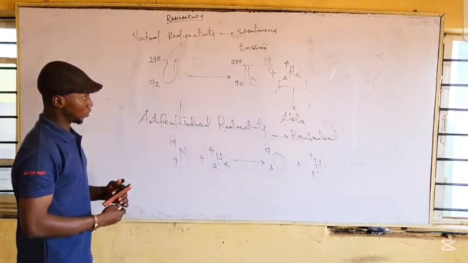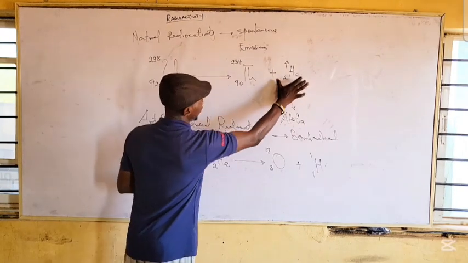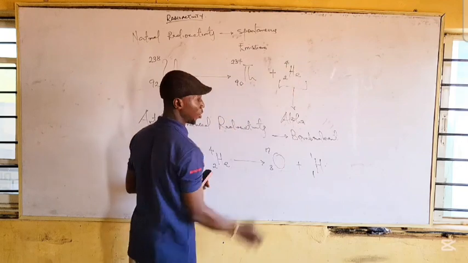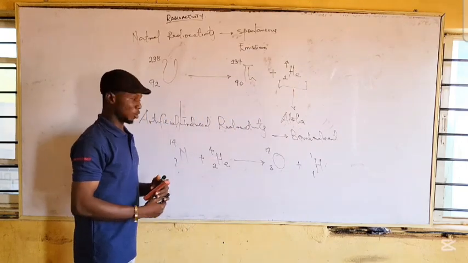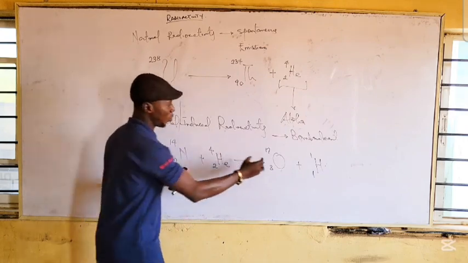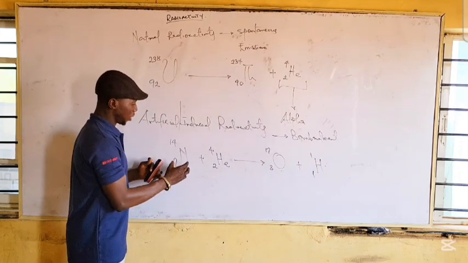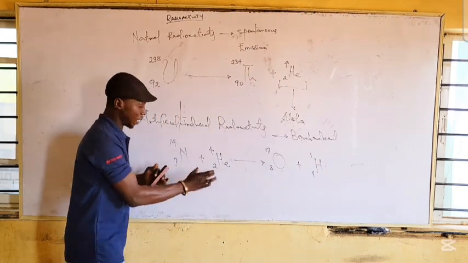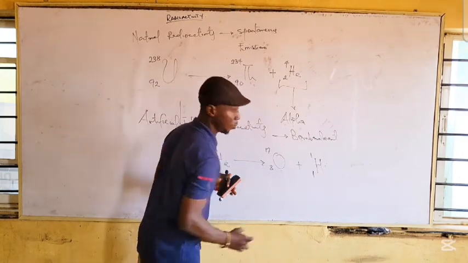Now, in this case, if you look at this one, we have this first reaction. We have the radiation, which is the alpha particle at the product side. But this time around, we are having it at the reactant side. So whenever you have it at the reactant side, it is explaining what we call bombardment. So in this case now, we can say that nitrogen is bombarded with helium to produce oxygen and a proton.